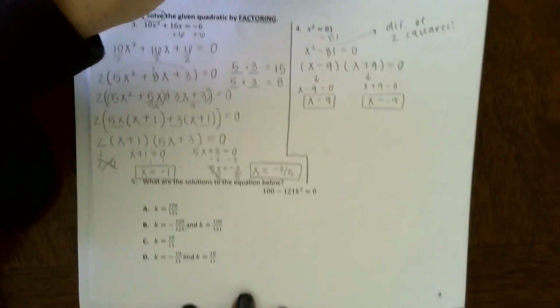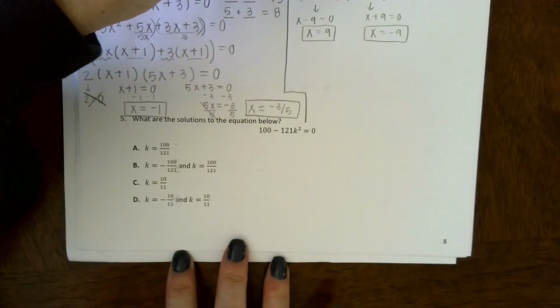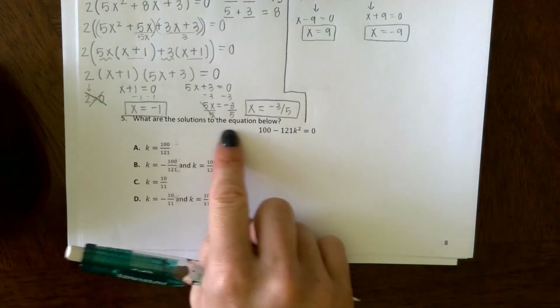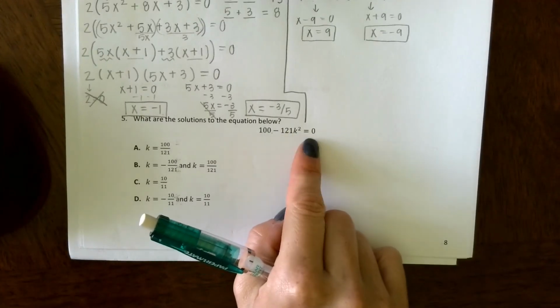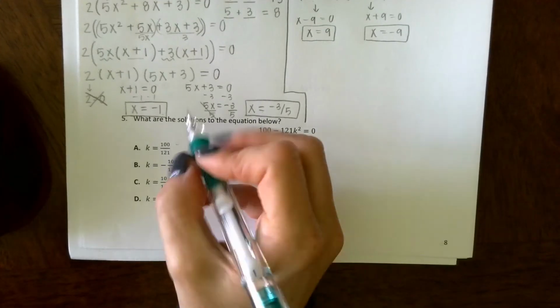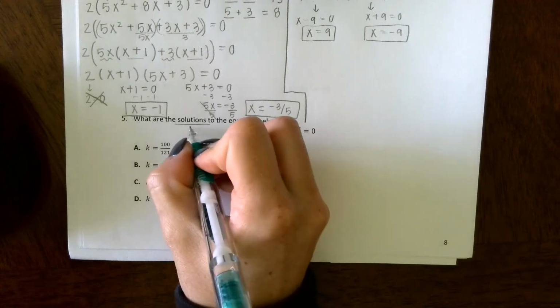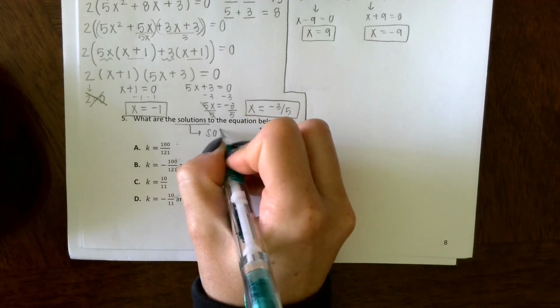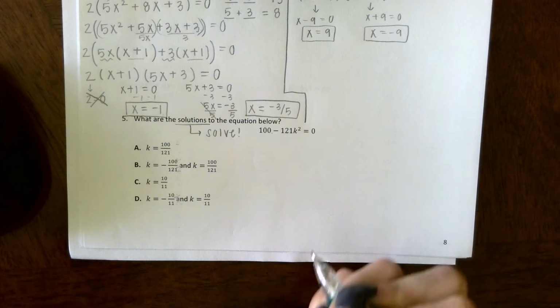Okay, let's take a look at number 5. Very similar. It says, what are the solutions to the equation below? And they give me this little quadratic. Whenever you see this and it's asking for solutions, this is another way of asking you to solve the equation.